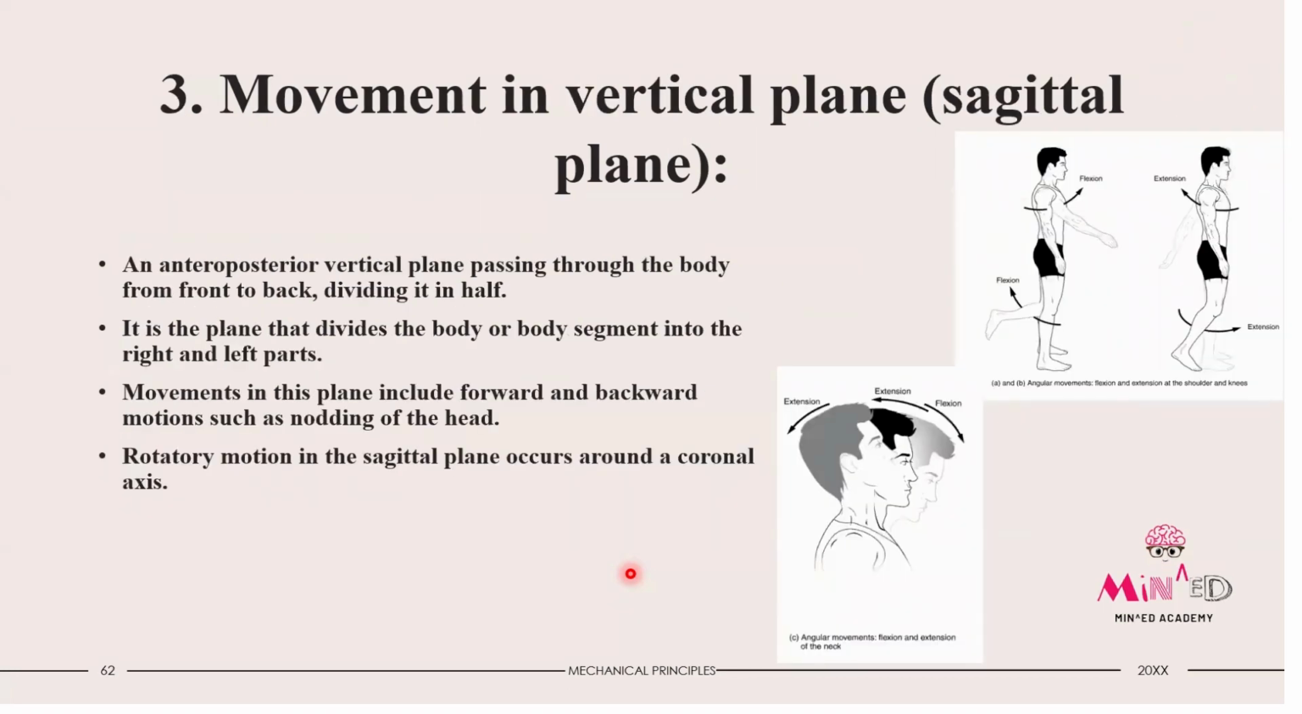Then movement in the vertical or sagittal plane. The anterior posterior vertical plane passes through the body from back to front, dividing it in half. In this plane, it divides the body into right and left parts. So the movement that occurs is forward and backward, that is mostly flexion and extension, as you can see.